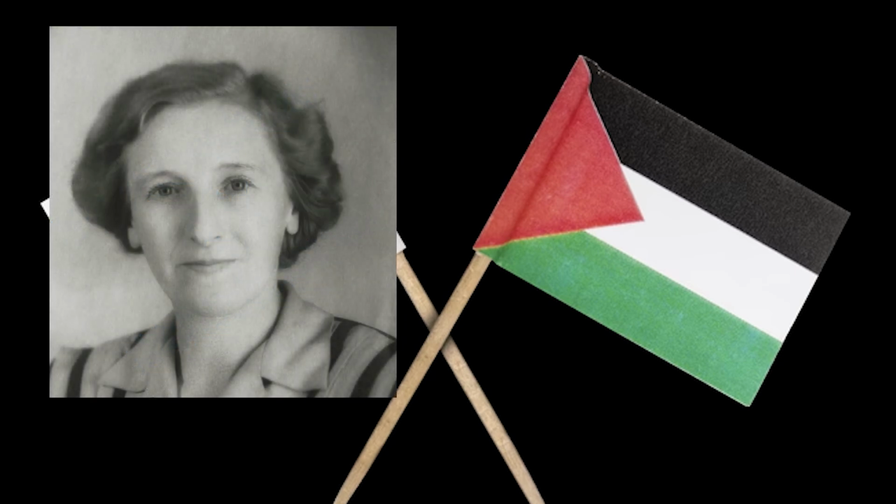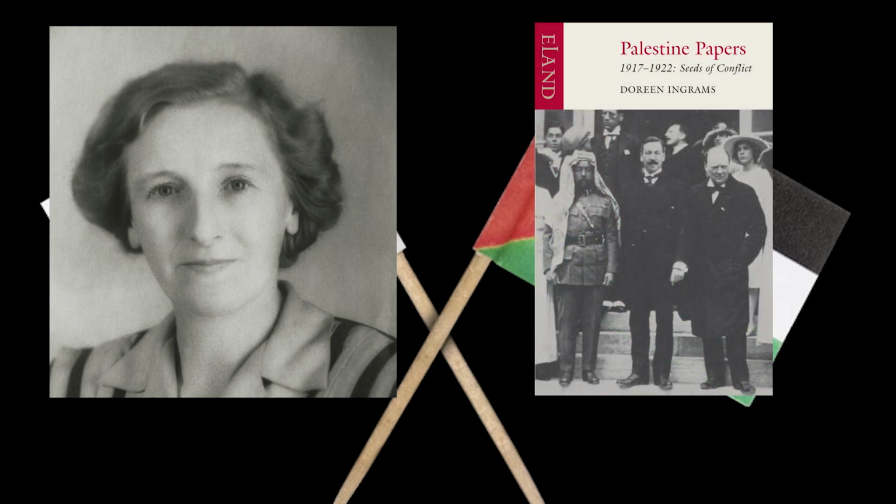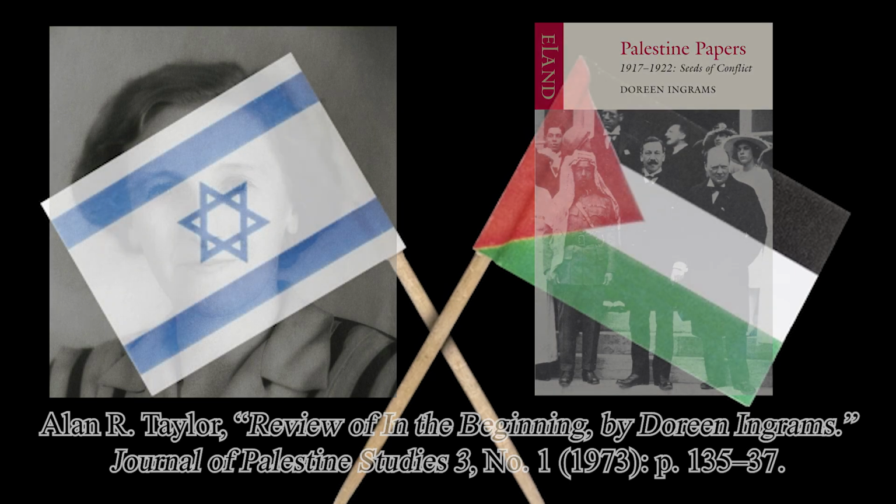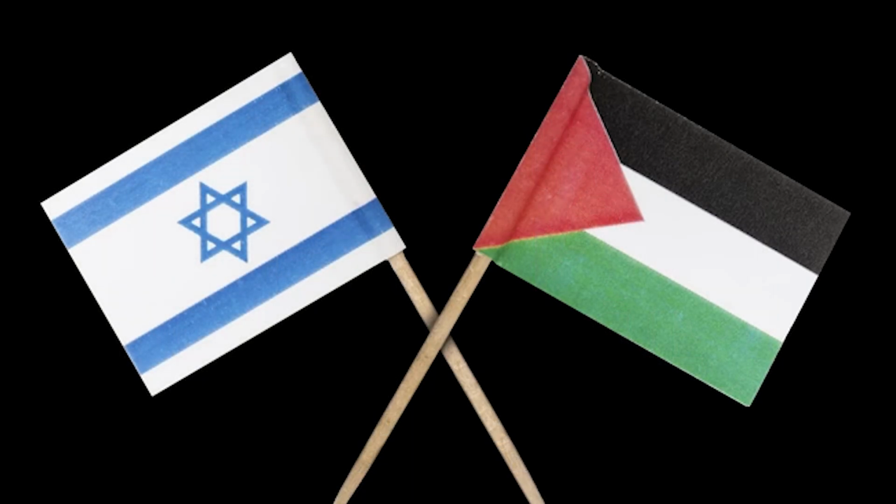According to Doreen Ingress, the conflict began in 1917 before the end of the First World War. In her Palestine Papers, 1917 to 1922, Seeds of Conflict, she cites the root of the hostilities were directly related to the 3 wartime pledges made by the British government to Arabs, French, and the Jews by 1917. Ingress states the implementation of the pledges were based on duplicity to protect Britain, the Empire, and a successful outcome in World War I.